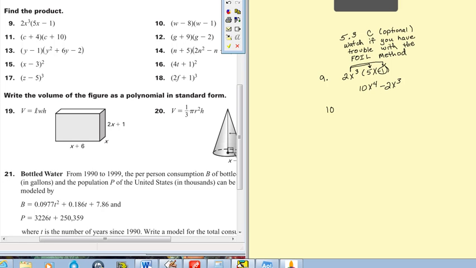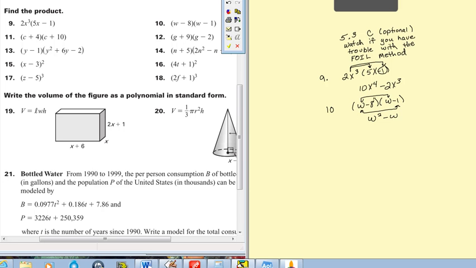Number 10. W minus 8 times w minus 1. Okay, the FOIL method says to multiply the first terms first. So w times w is w squared. Now let's multiply O for the outside. W times negative 1. That would be negative w.